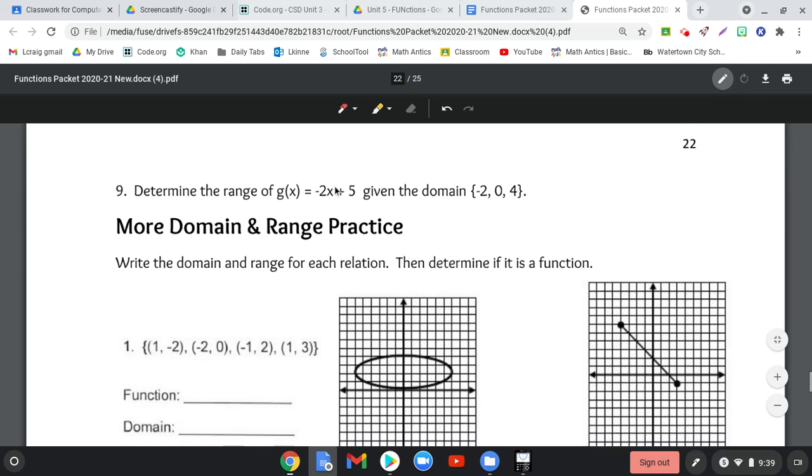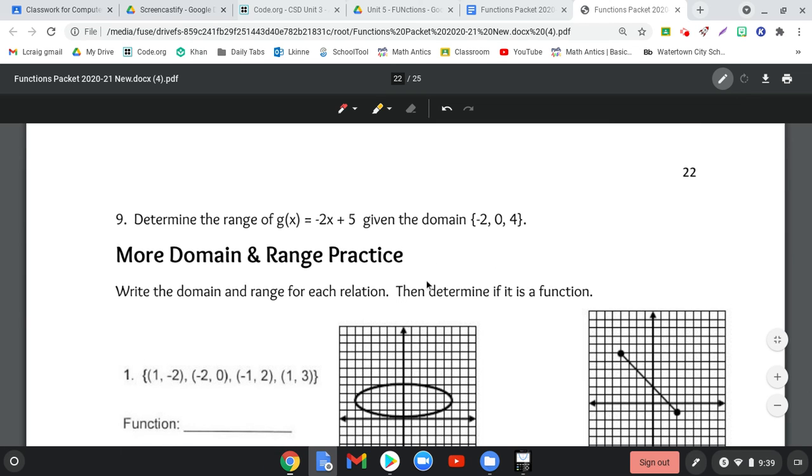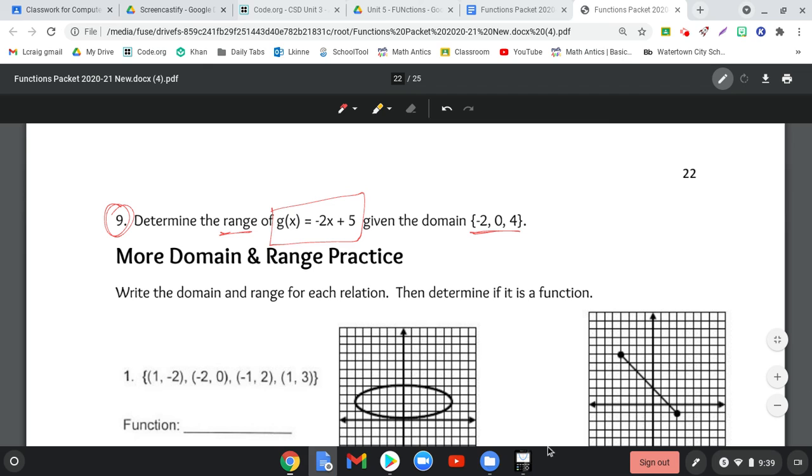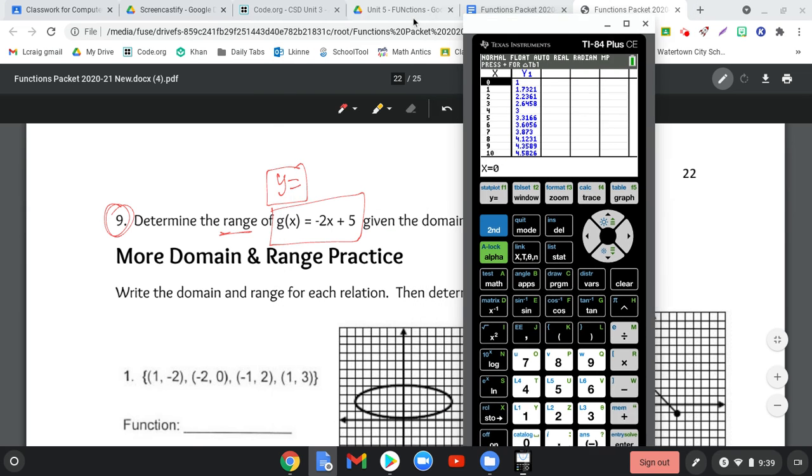Okay, this one may be on the page before this. Determine the range of your function if the domain is this. So now we're going to grab our calculator. I'm giving you the domain. I'm giving you the x values, -2, 0, and 4. To get your y values, we're going to go to y equals and type in our equation. Remember that g of x is the same as y equals. It's just function g. It's given a name.